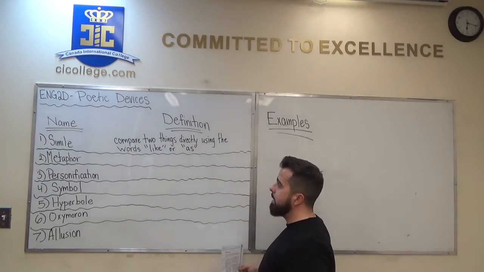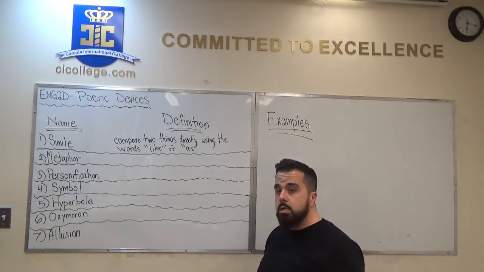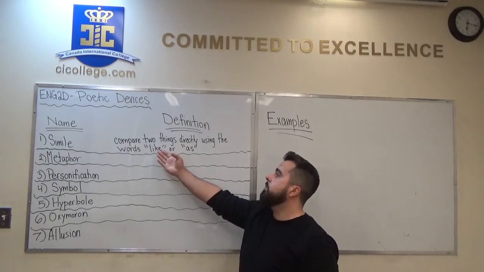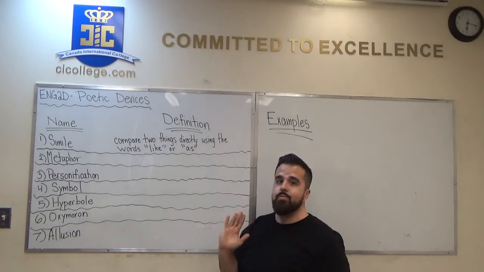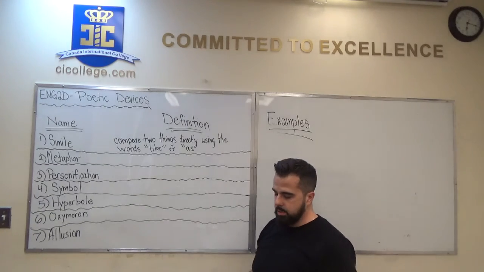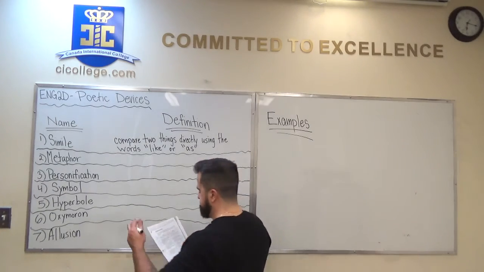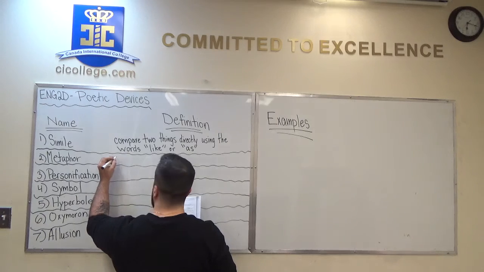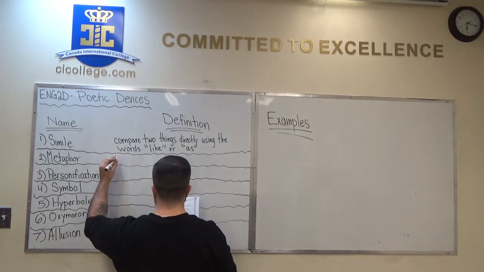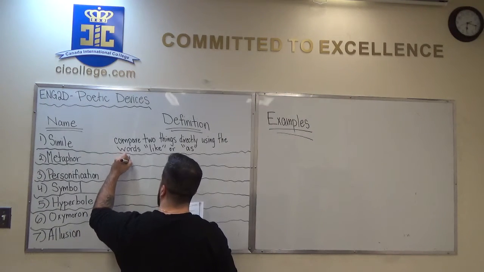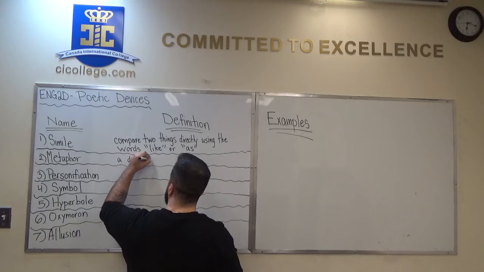Next we have metaphor. Metaphor is very similar to the first one, except we don't use these words. We make a direct comparison of two objects. Alright? So let's write a good definition. How about a direct comparison?